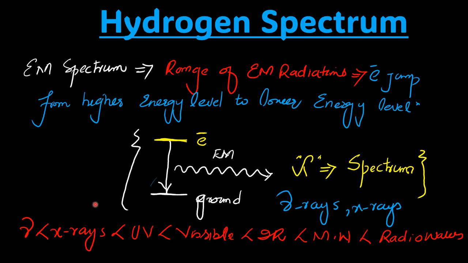So, dear student, the shortest wavelength produced whenever electrons jump from a higher energy level to a lower energy level is usually gamma rays. And after gamma rays, the wavelength increases: from gamma rays to X-rays, then to ultraviolet radiation, then to visible radiation, and then to IR, microwaves and radio waves. So this is the increasing order of wavelength of waves associated with an electron jumping from a higher energy level to a lower energy level.